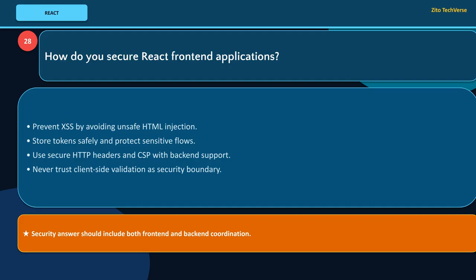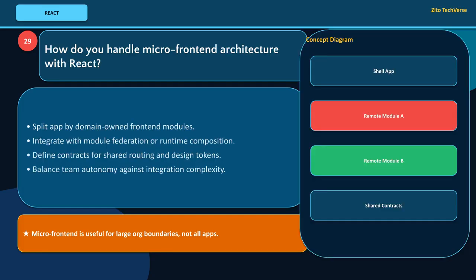Always prevent XSS by avoiding dangerous HTML injection, handle authentication tokens securely, and coordinate with the backend for strict content security policies. Remember, front-end security is just one layer. Never rely on it as your only line of defense. Moving on to advanced architecture.